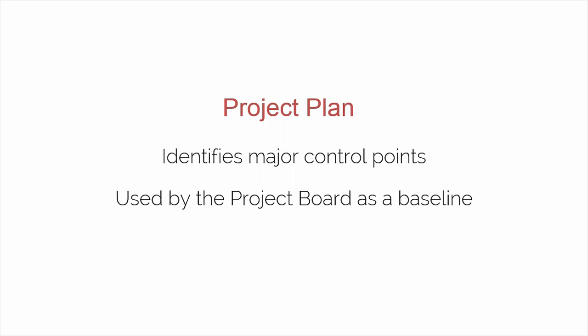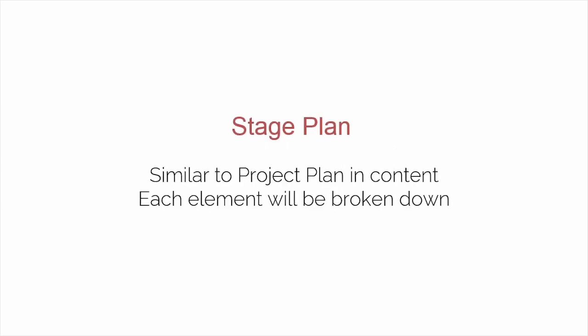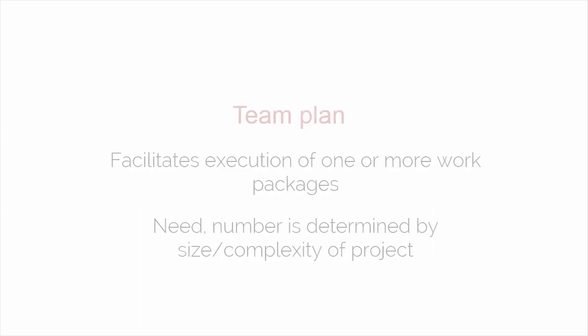The second level is the stage plan. A stage plan is required for each management stage. It's similar to a project plan in content, but each element will be broken down to the level of detail required as an adequate basis for day-to-day control by the project manager. Each stage plan for the next management stage is produced near the end of the current management stage. The third level is the team plan.